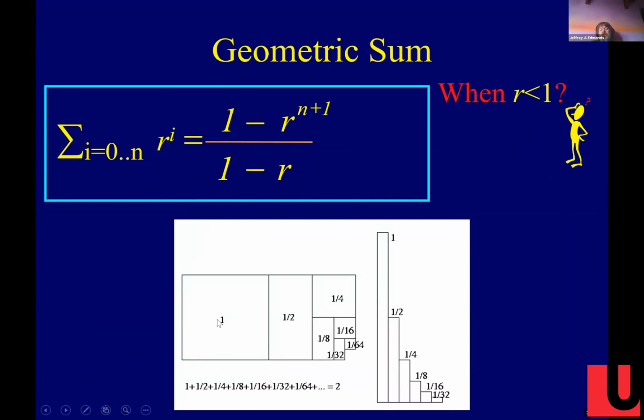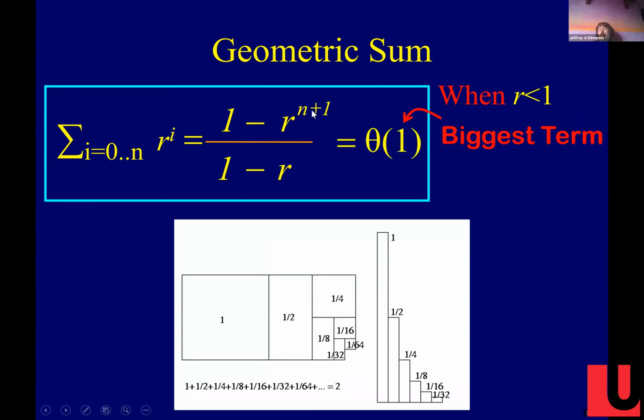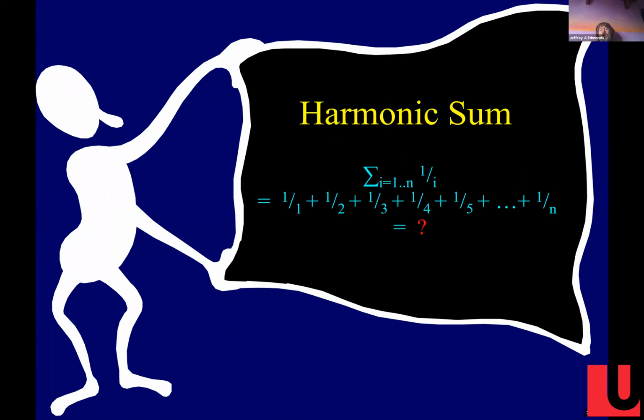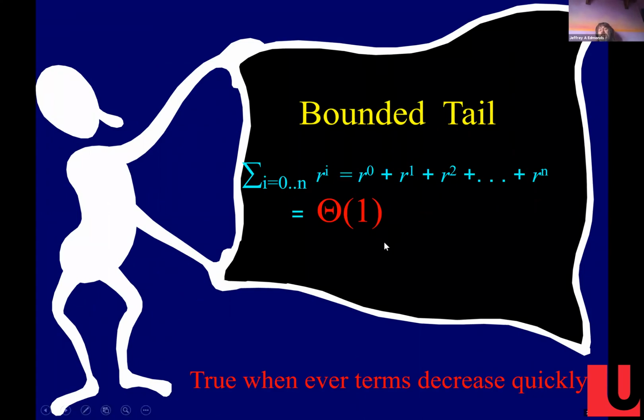This is 1 plus a half plus a quarter plus an eighth. So when r is less than 1, this term disappears, and we're big O of 1, which is still the biggest term. So here, what we conclude is that it's dominated by the biggest term either way.